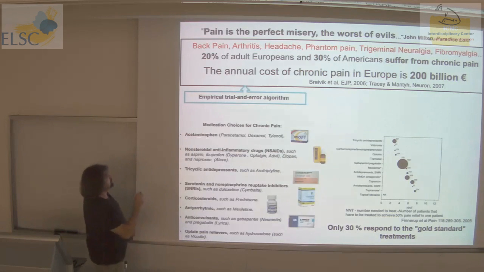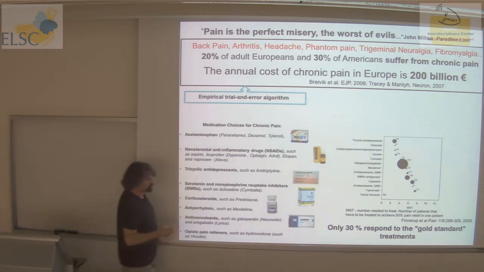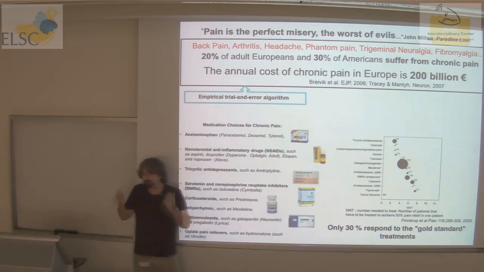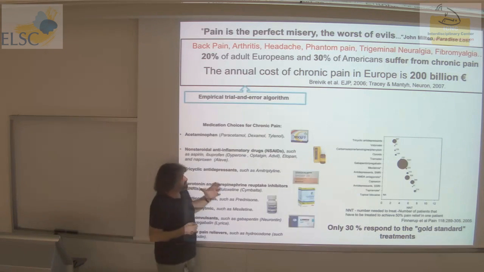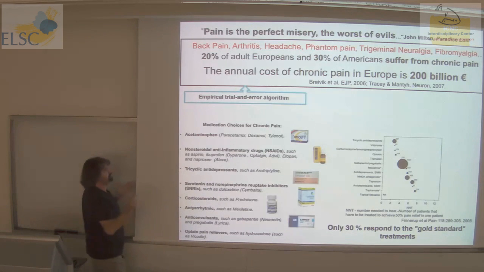So we have anti-inflammatories, again anti-inflammatories, antidepressants, antiarrhythmics, anticonvulsants. Only opioids are against pain. None of them are selective against pain. And so basically our treatment algorithm here is empirical, totally empirical.